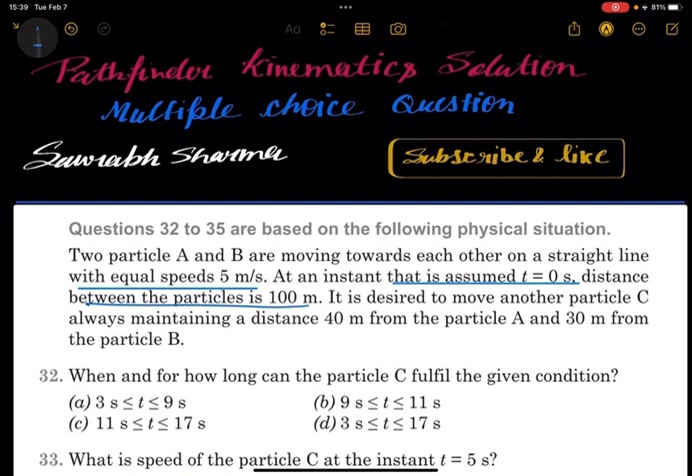It is desired to move another particle C, always maintaining a distance of 40 meter from particle A and 30 meter from particle B. Okay, so just listen carefully.